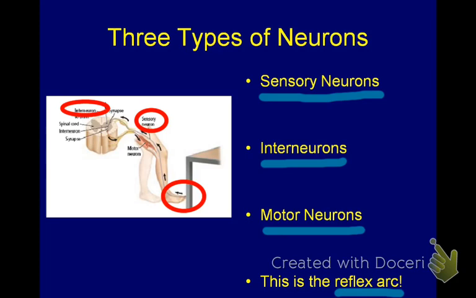Sensory neuron carries that information, the stubbed toe, the pain, to the interneuron. The interneuron sends the message back down through the motor neuron that contracts the muscles, in this case the hamstring, that'll draw that toe away from the table. So the pathway goes up the sensory neuron to the spinal cord. The interneuron takes care of the message, sends a message down through the motor neuron to get the toe to move.